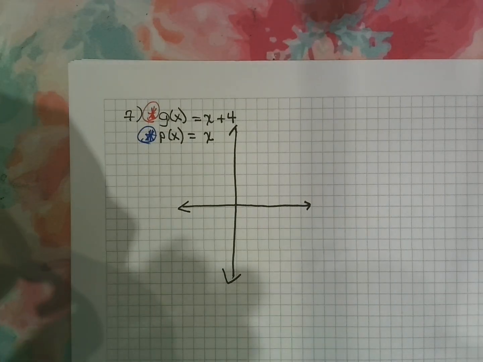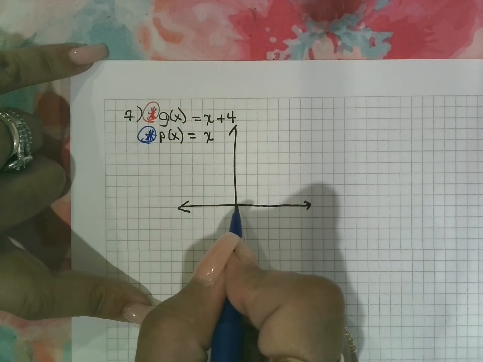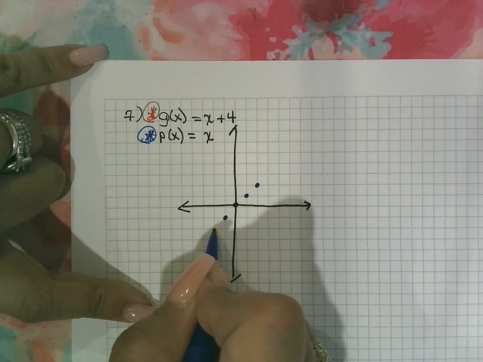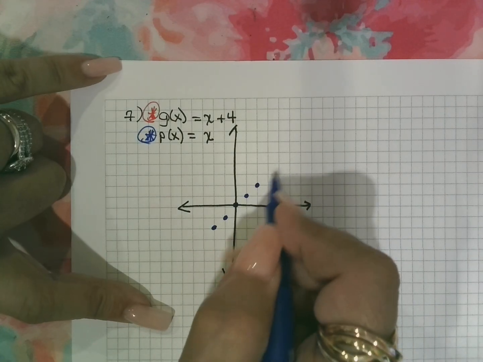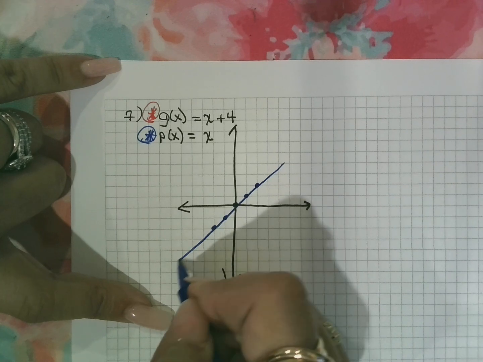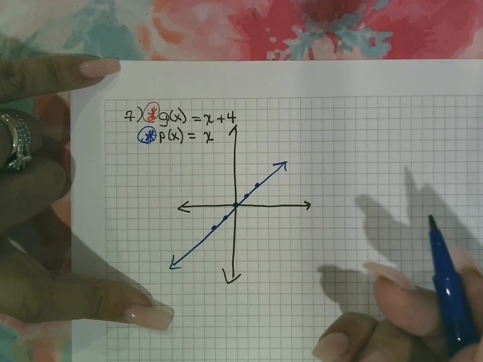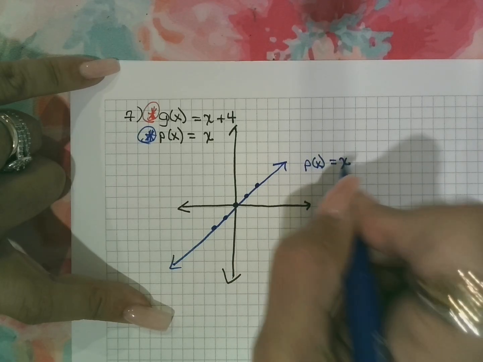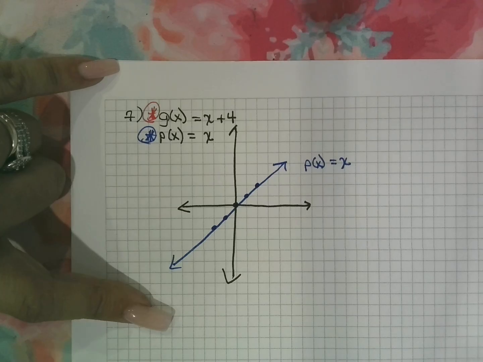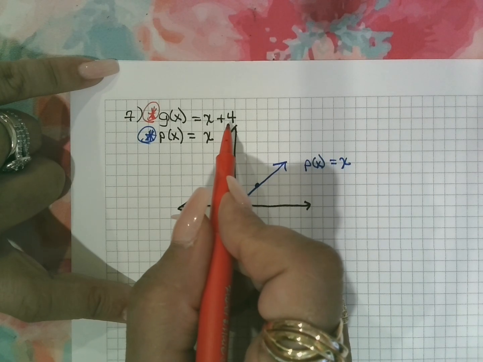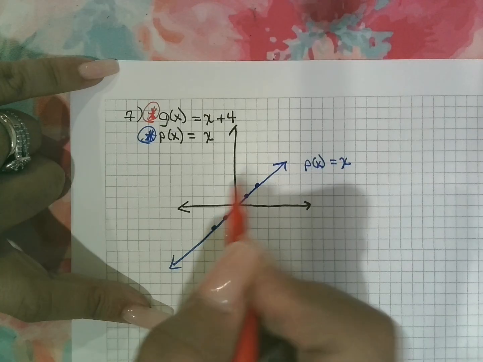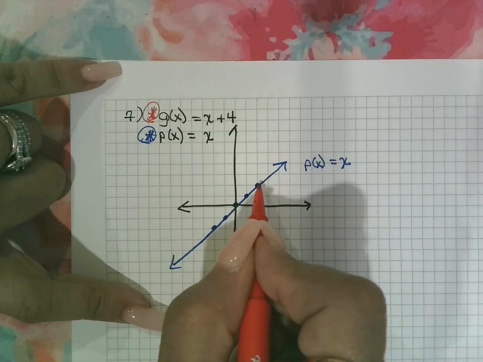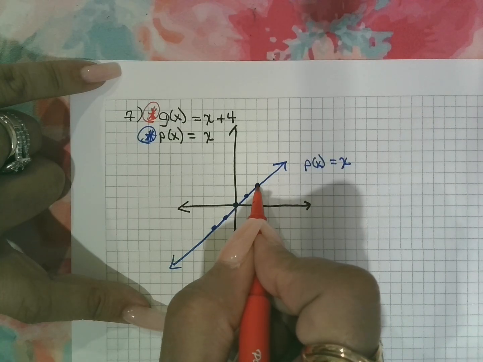So let's do p of x, which is the parent linear function, and we know that's 0, 0, 1, 1, 2, 2, negative 1, negative 1, negative 2, negative 2, and so on. So this is our parent linear function, also known as the identity. P of x equals x. Now if we take a look at the transform function, it has a plus 4 at the end. That means it is shifting this function up 4 units. So we can easily graph this one by taking a couple of points and just moving them up 4.